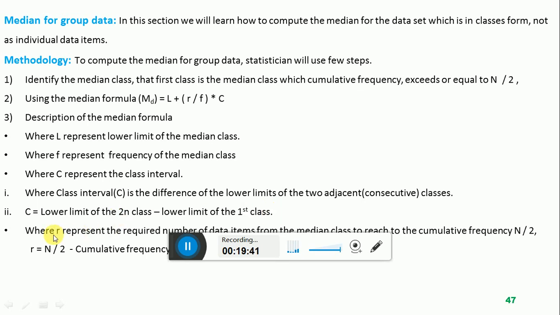classes, where R represents the required number of data items from the median class to reach the cumulative frequency n over 2. This is the formula to define R, to compute the number of data items needed to reach the cumulative frequency n over 2. R is equal to n whole divided by 2 minus the cumulative frequency of the class previous to the median class. I am again repeating: R is equal to n over 2 minus the cumulative frequency of the previous class to the median class.